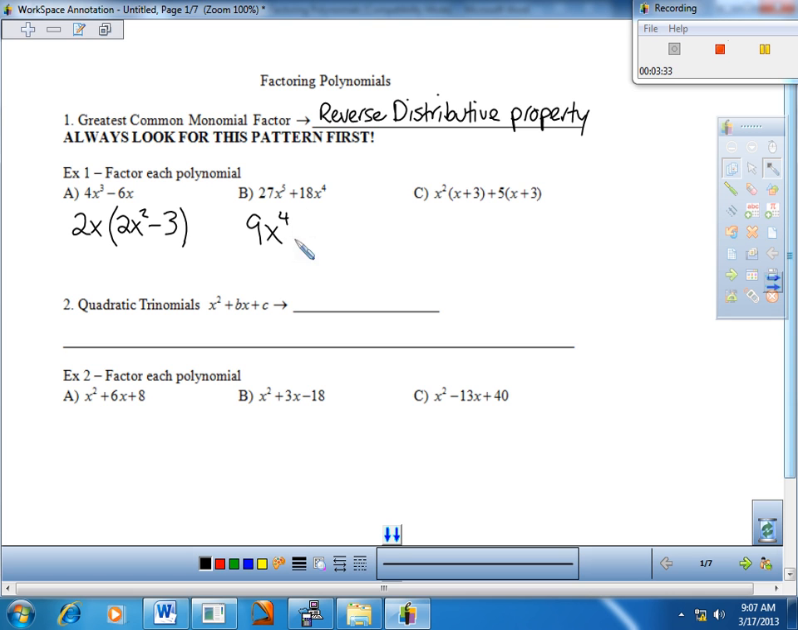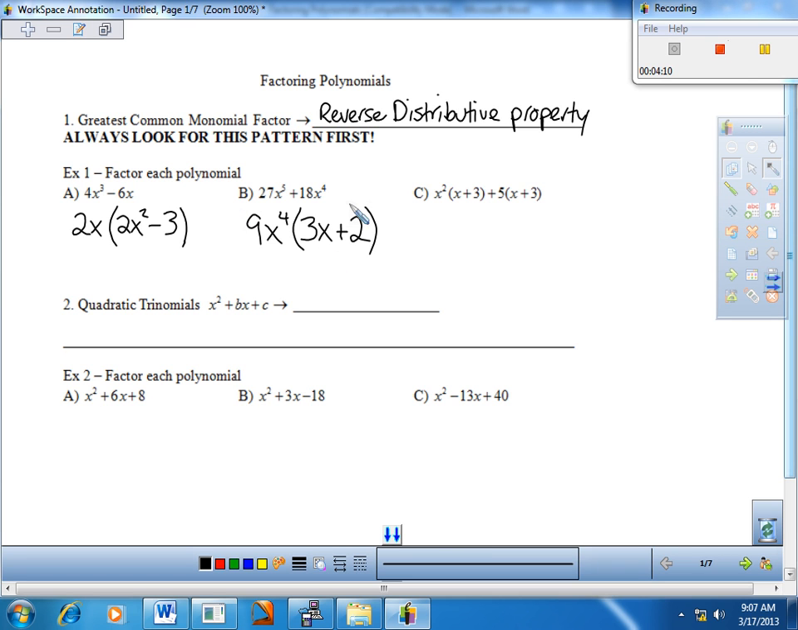And so when I pull out a 9x to the 4th, then let's think about this. 9 times what would give me the 27? Looks like I get a 3. X to the 4th times what would give me x to the 5th, and x to the 1st. And last one here, 18 divided by 9, or really 9 times what would give me the 18. Again, 2 different approaches there, but I hope you would agree that we have the 9 times x to the 4th, and then times that 3x plus 2. And there would be the same exact expression, of course, just written as a product of its factors.